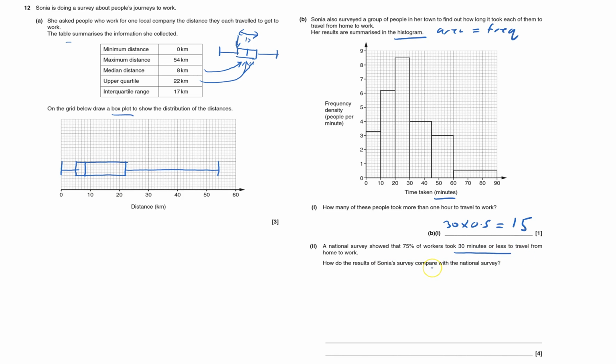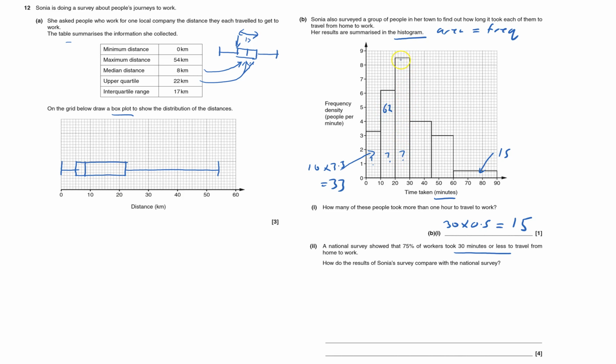How do these results compare? Well, I need to find out how many are in each of these sections here and work out that as a percentage of all of them. This one here, I know there's 15 there, so I need to work out what these are. This one here, area, is going to be 10 times the height, 3.3. That equals 33. This one here is 10 times 6.2, so that's 62.